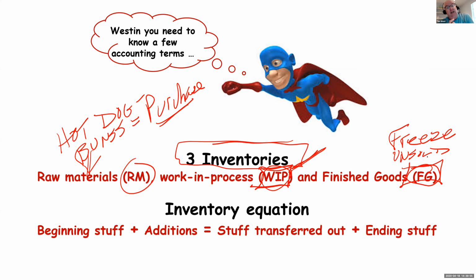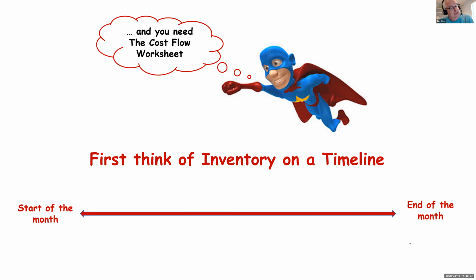All right. The next thing that we need to know is an inventory equation. And this is the way I set it up. We've got some beginning inventory, or I call it beginning stuff. We're going to add to that. Eventually, there's going to be stuff that's coming out of inventory. And then we have some ending stuff, which is whatever's left over at the end of a period. Now, the timing of those things can be challenging. And so that's why Captain Accounting comes in here and says, you need to think about inventory on a timeline. Think about the beginning of the month, the start of the month, and the end.